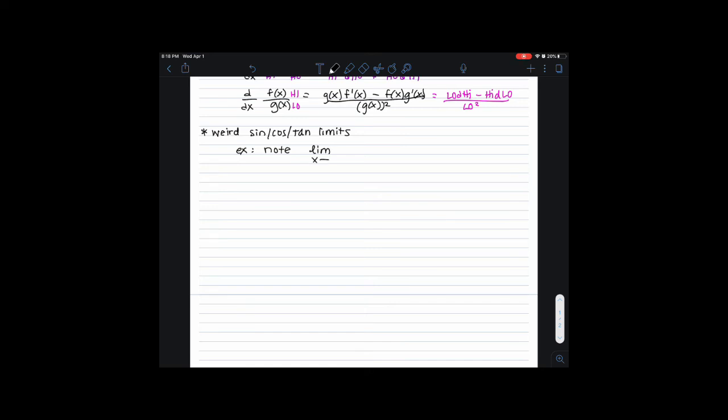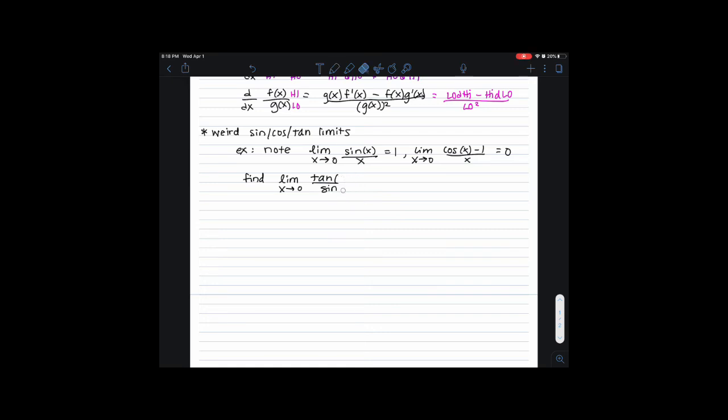Note that the limit as x goes to 0, sine of x over x is equal to 1, and the limit as x goes to 0, cosine of x minus 1 over x is equal to 0. These would be given to you on an exam if we were to ask you a question like this. And I want you guys to find the limit as x goes to 0 of tangent of 7x over sine of x.